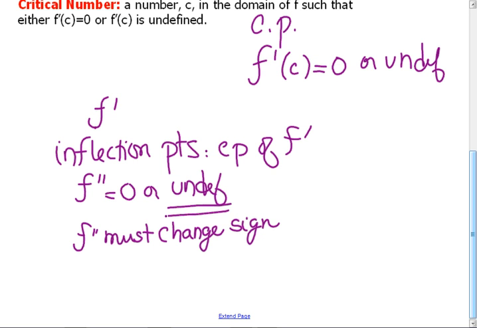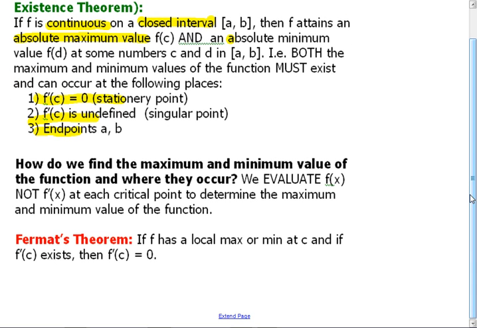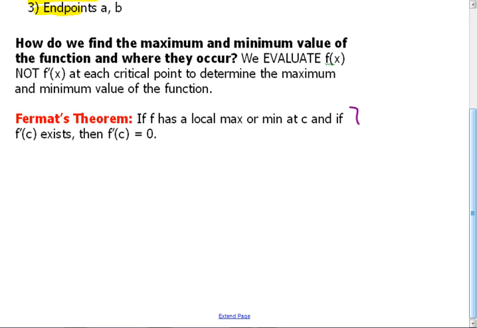What else do we have there? Well, let's go on. Ready? It's an important theorem, Fermat. Let's do Fermat's theorem, and we'll do the maximum existence theorem. Fermat's theorem says, and I've seen this on the multiple choice in a variety of ways, if the function has a local max or min, and if the derivative exists, the derivative must be 0. And we can prove that with an indirect proof.